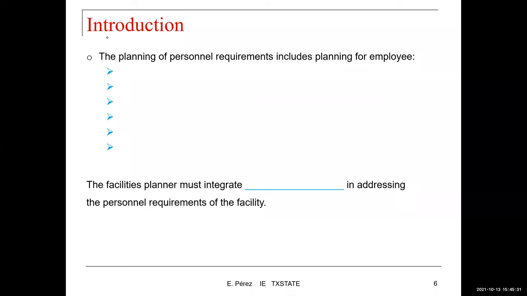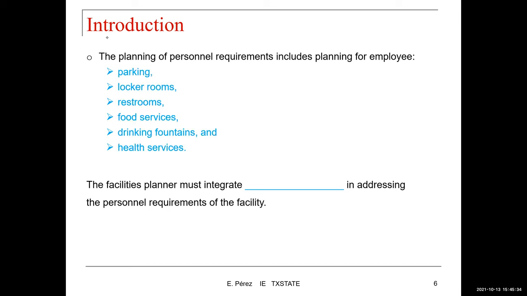So why is this important? The planning of personal requirements includes planning for employee parking, locker rooms, restrooms, food services, drinking fountains, and health services. Very important. If you keep your employees safe, if you keep your employees happy, if you provide for all their needs, then you should have a better and more productive employee. A person that is safe doesn't get injured a lot, so you will have that person in the facility more time. So in addition to caring for their safety, we are also making sure that we have our employees in the facility as much as possible.